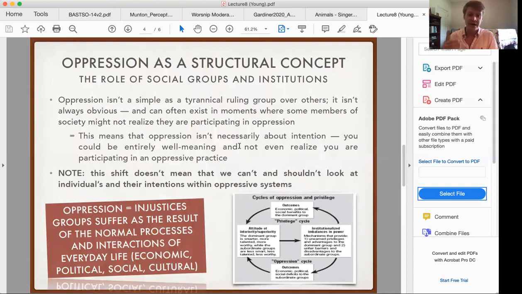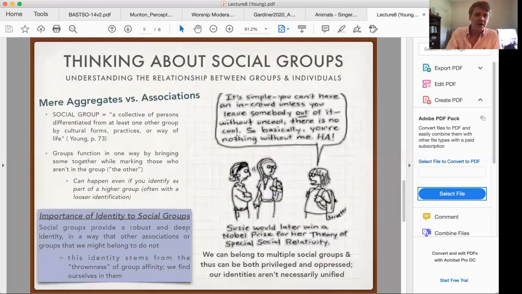So getting back to Young, she is going to define oppression in several different ways, but we can also think of oppression as the unjustified limiting of somebody's autonomy in virtue of their social group. So we need to talk about what social groups are and what mere aggregates or associations are. So a social group, according to Young, is a collection of people differentiated from at least one other group by cultural forms, practices, and or the way that they live together, right?